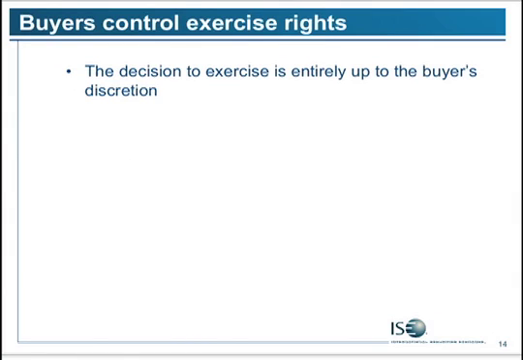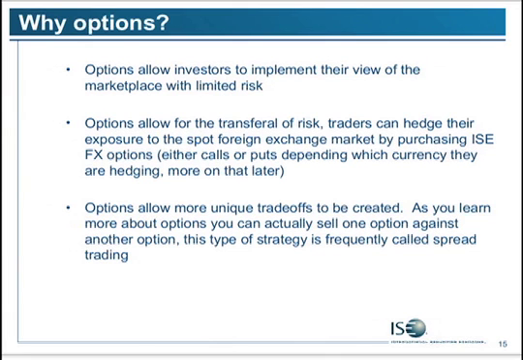Buyers control exercise rights, so the decision to exercise is entirely up to the buyer's discretion. Why options? Well, options allow investors to implement their view of the marketplace with limited risk. So you can hedge. I've gotten questions on hedging. You can implement your forecast by buying options. You might even be a spread trader. Essentially, you're transferring risk from one party to another by trading the options. So that's up to you and your goals and your own risk tolerances.